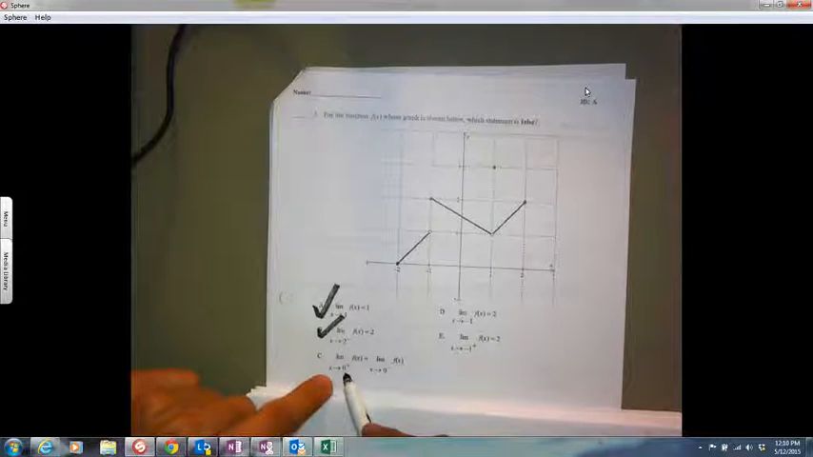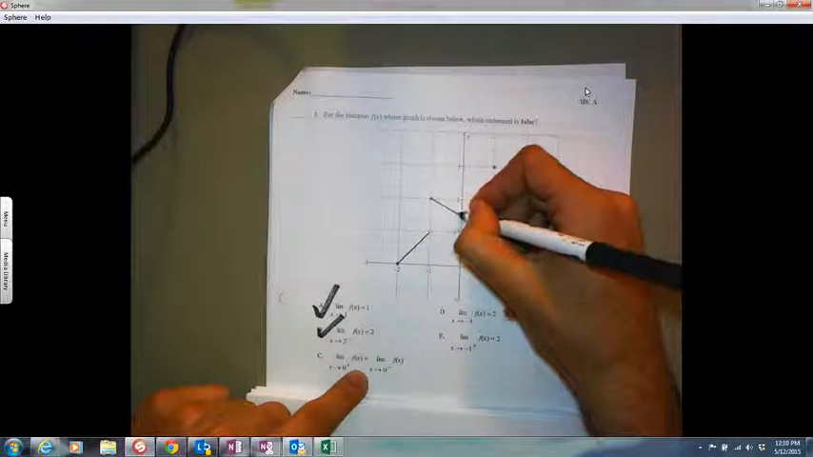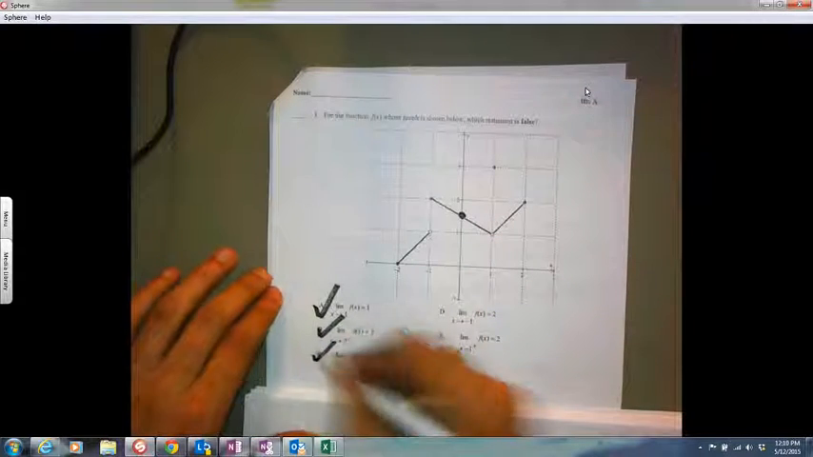Let's look at C. Limit as x goes to 0 from the right. From the right, as we're going to 0, we get here. Limit as we go to 0 from the left. That's here. Same thing. We're good. Wait, for number B, why did you go to the right? No, sorry, I came from the left, right? This is the left.